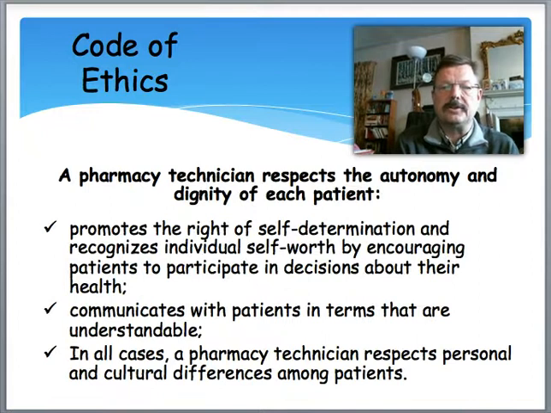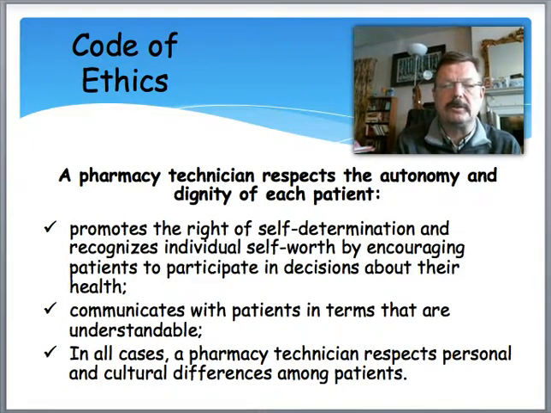A pharmacy technician respects the autonomy and dignity of each patient, promotes the right of self-determination, and recognizes individual self-worth by encouraging patients to participate in decisions about their health, communicates with patients in terms that are understandable. In all cases, a pharmacy technician respects personal and cultural differences among patients.